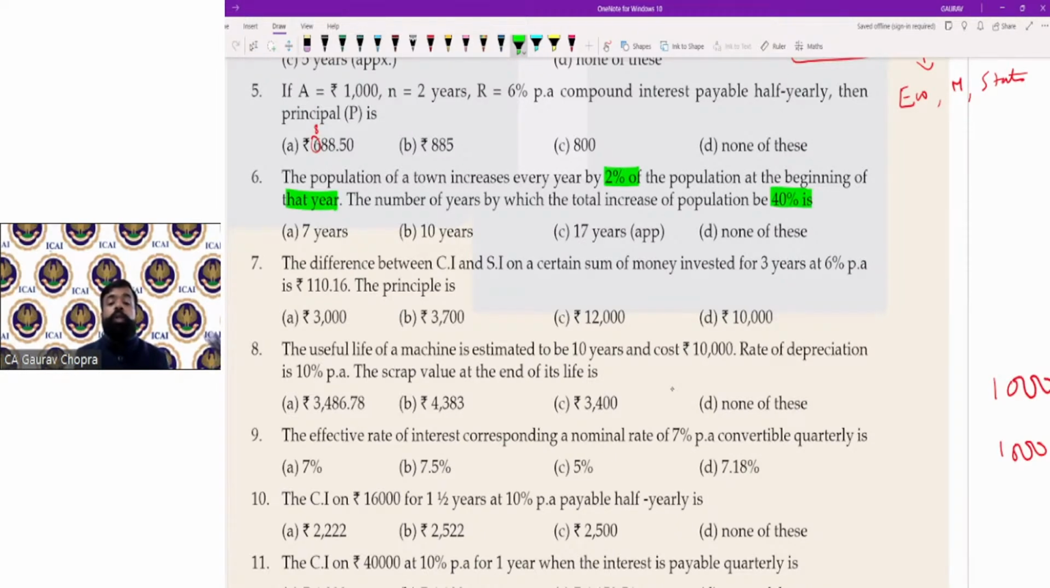So, population में total increase कितना चाहिए? 40% का increase चाहिए. तो कितना time लगेगा 40% increase होने में?